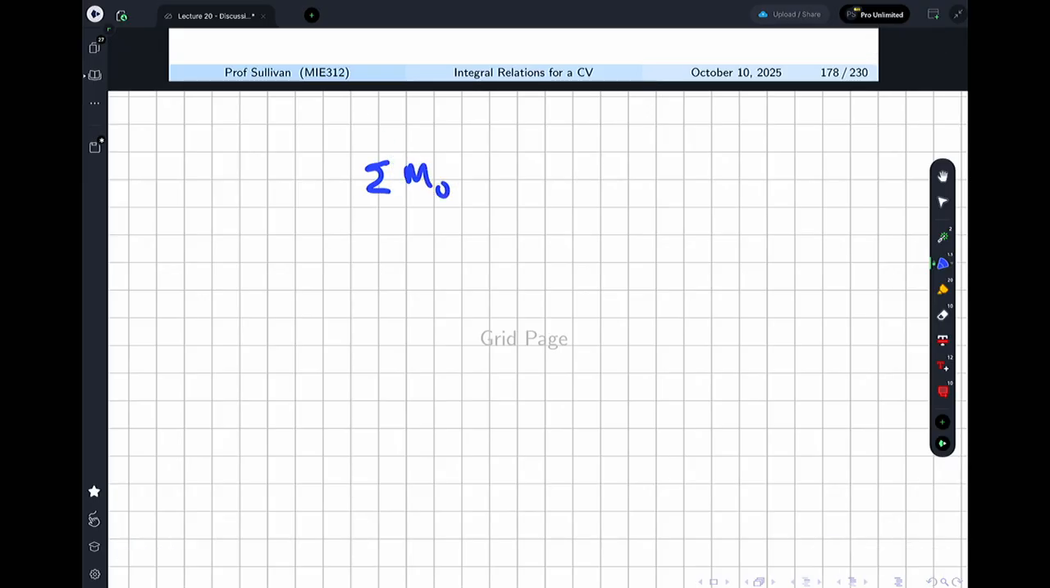This sum of moments about O is just going to be minus force normal times L. And again, counterclockwise is treated as positive. So sum of moments about O, you've got a normal force acting over a moment arm of L, and that's going to be what I'm looking for here.